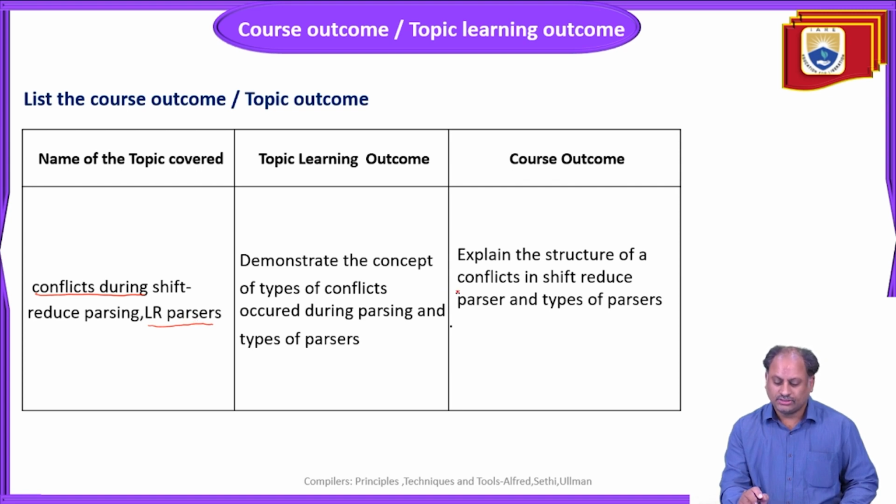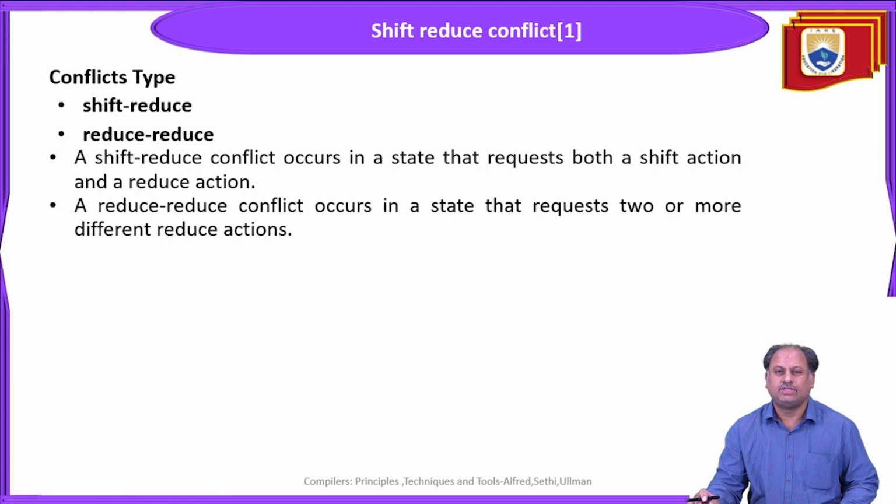Okay, that is the main agenda and the outcome of today's session. What are the conflicts that arise in a shift reduce parser, and also describe the various types of parsers, each one in detail with an example. So that is the first one: what are the different conflicts that arise during shift reduce parsing?